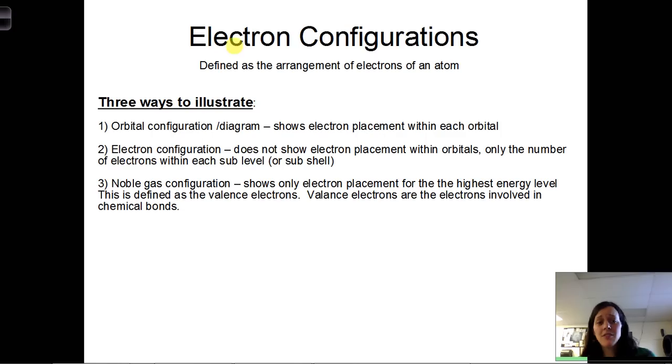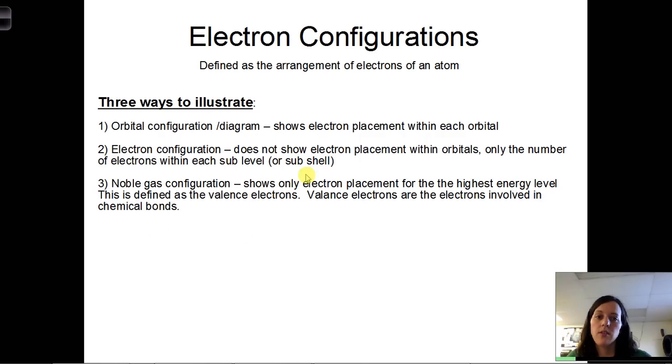So there are three different ways of illustrating electron configurations. The longest but the most complete way is the orbital configuration diagram. It can be called orbital configurations or orbital diagrams, and it shows how each electron is placed within each specific orbital for a sublevel on an energy level. And we'll talk about what that means in a second. The electron configuration and the noble gas configurations are two ways that will be discussed in the next video. We aren't going to talk about those in this video.